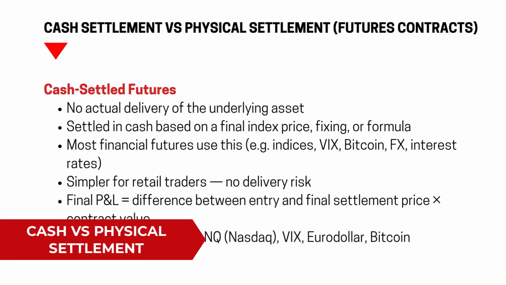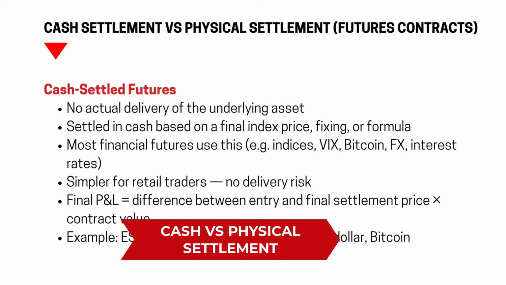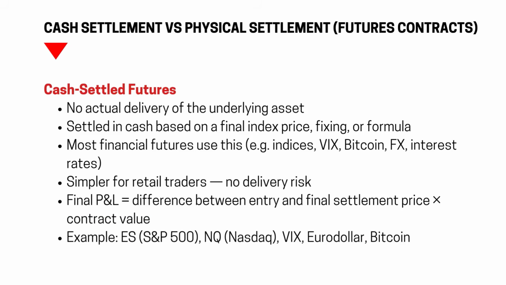Now, we have already talked about physical settlement, but I just want to go over cash settlement and then compare that versus the physical settlement of futures contracts. Cash settled futures: no actual delivery of the underlying asset, very important. They're settled in cash based on a final index price fixing or formula. You might hear them also called financially settled, same thing. Most financial futures use this, for example indices, crypto, FX, interest rates.